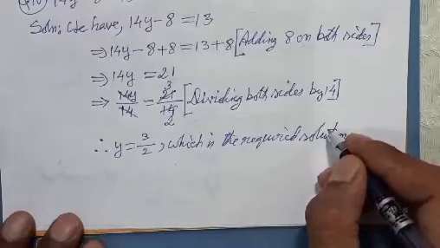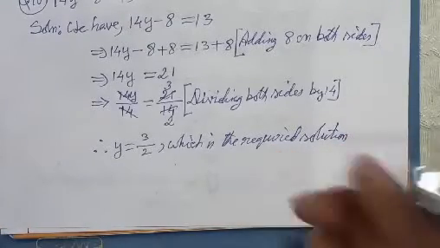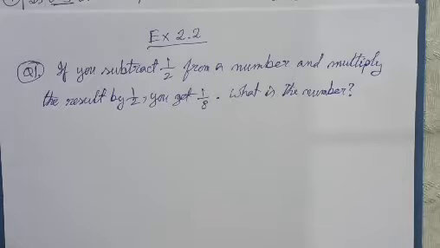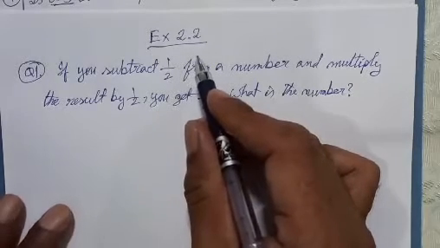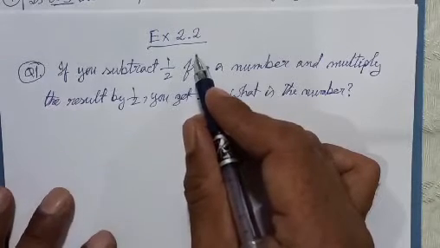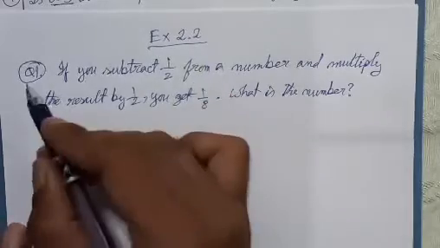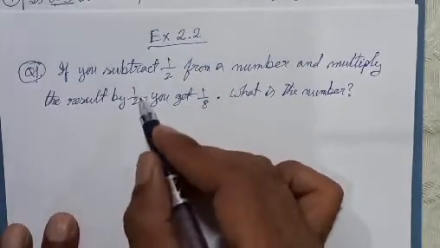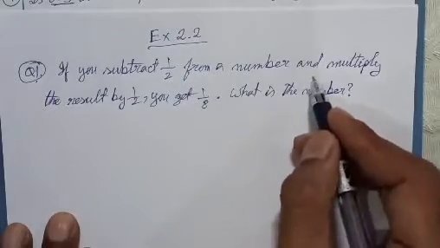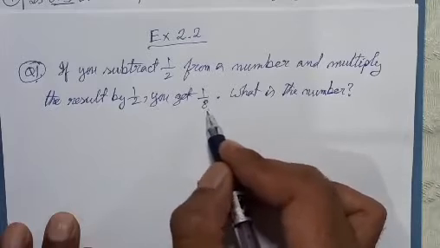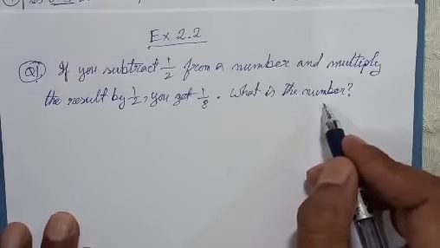Next, questions number 11 and 12 are the same, so these two questions you try as homework. Application of linear equation in one variable. In this exercise 2.2, we are going to learn how to apply linear equations in one variable. Let's see question number 1. If you subtract 1 by 2 from a number and multiply the result by 1 by 2, you get 1 by 8. What is the number?